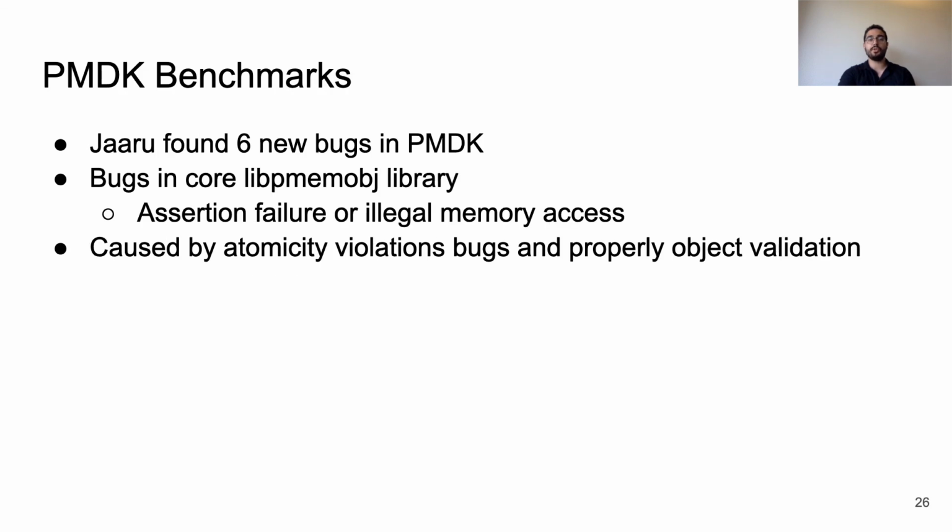PMDK is a mature library developed by Intel for accessing persistent memory, and we found 6 new bugs in PMDK. The majority of these bugs are in the core libpmemobj library in PMDK and cause assertion failure or illegal memory access. Some of these bugs are atomicity violations in which partially completed updates leave the data structure in inconsistent states.